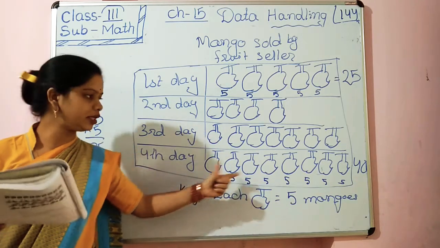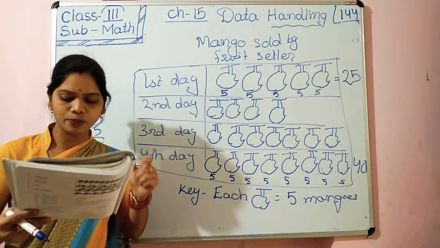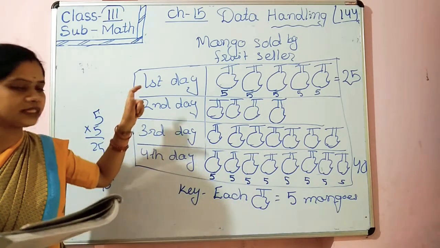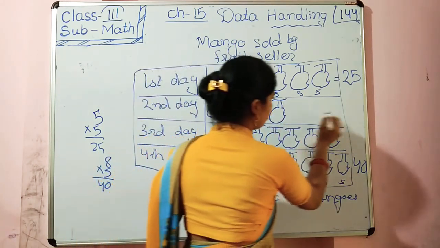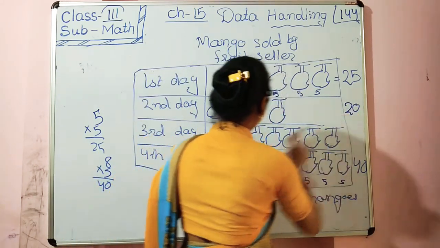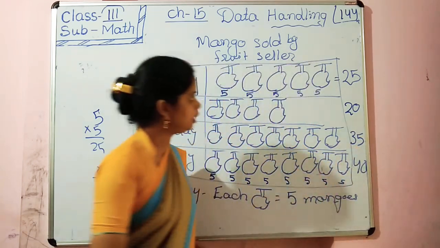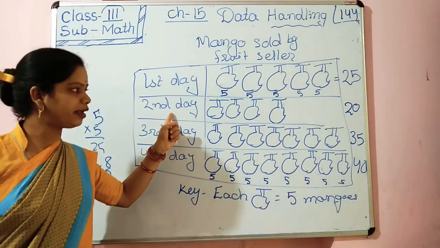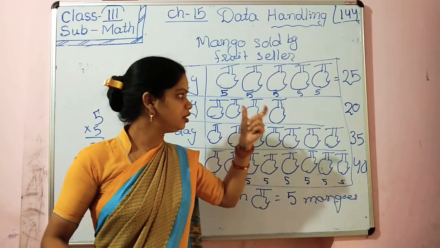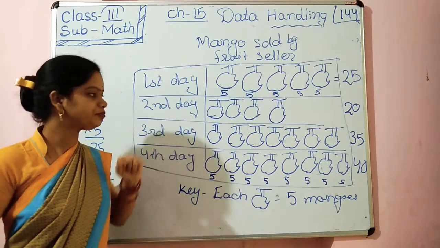Okay, the next question, on which day the least number of mangoes sold? Here देखो least, 4 into 5 is equal to 20. Here 7 into 5 is 35. Least number, 20, is the least number. On which day? The second day. The fruit seller sold the least number of mangoes on the second day.